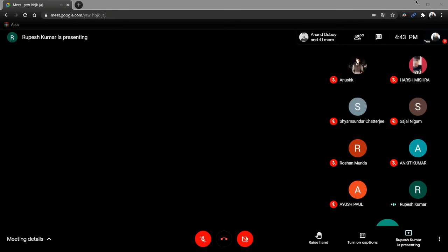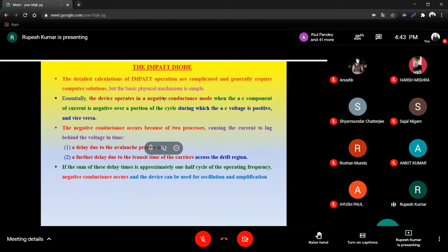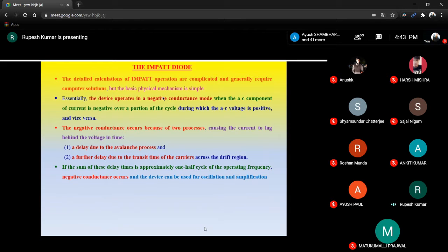The sum of these delay times is approximately one half cycle of the operating frequency. We are assuming that if the sum of these two delays, the delay due to the avalanche process and the delay due to the transit time of carriers, is approximately one half cycle of the operating frequency, then that gives the negative conductance.